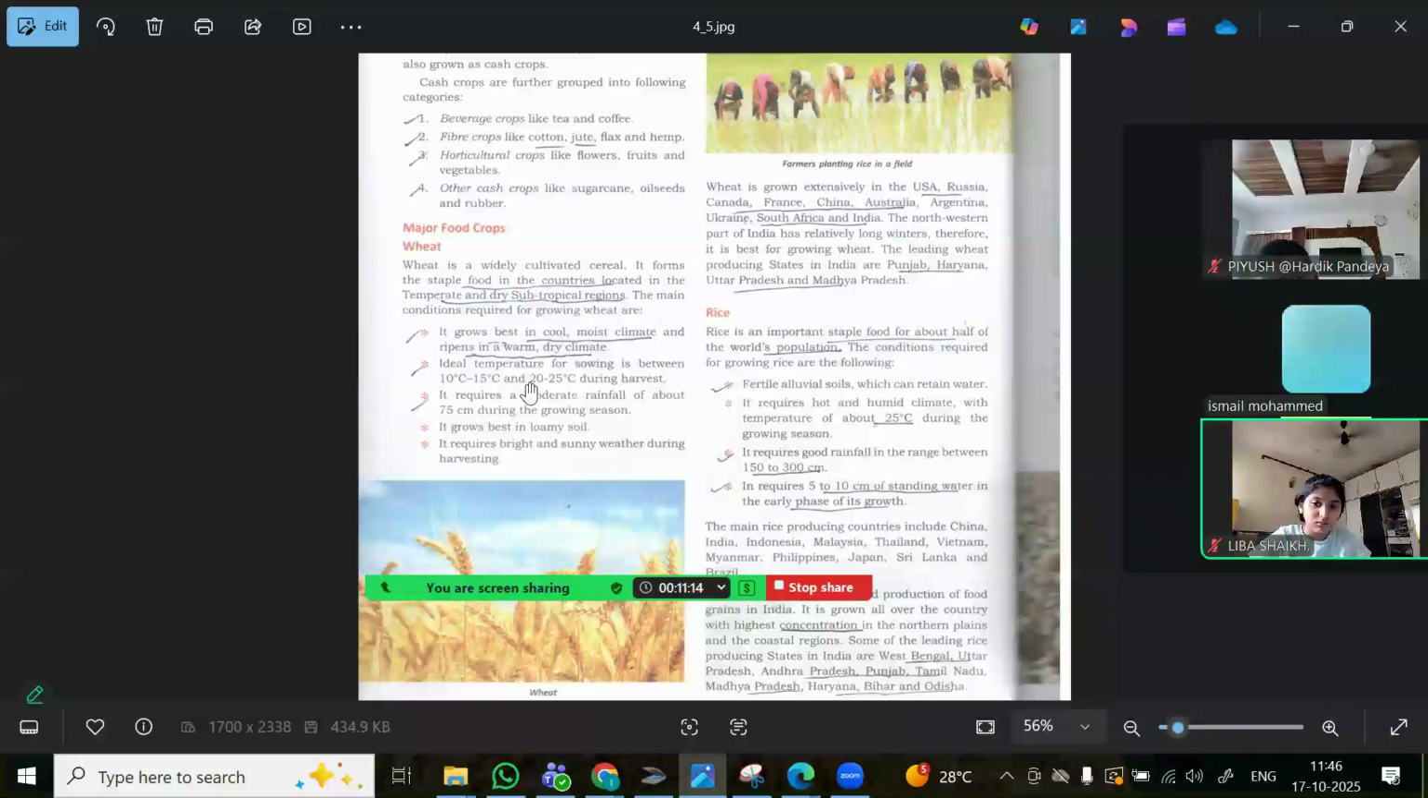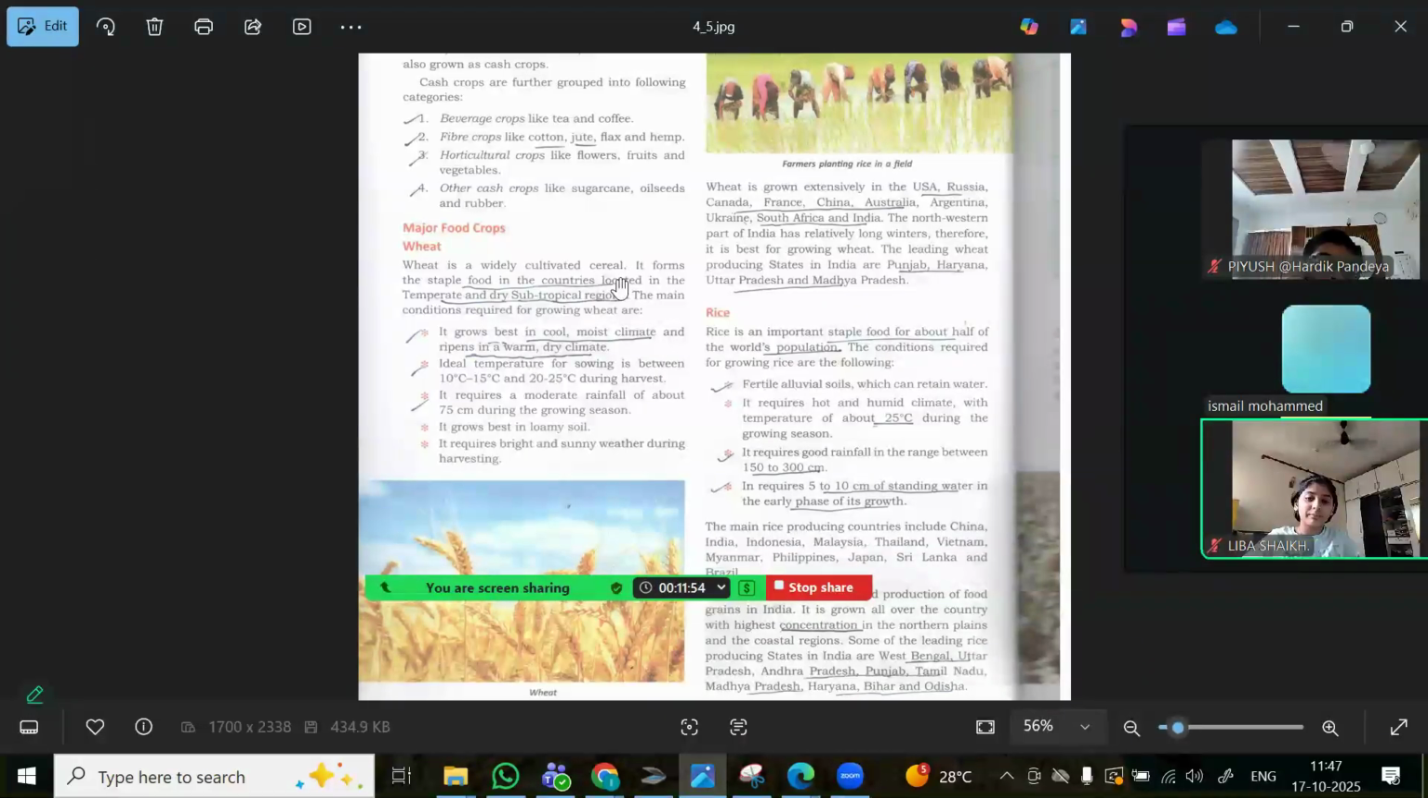Basically you need to know the favorable conditions for growing each plant in terms of rainfall, temperature, soil, weather, all those things. This is what the entire fourth chapter is about: the conditions needed for growing the crops, the countries that produce that crop in large amounts, and in India, the states that produce that crop. That is what you need to know in this entire chapter.